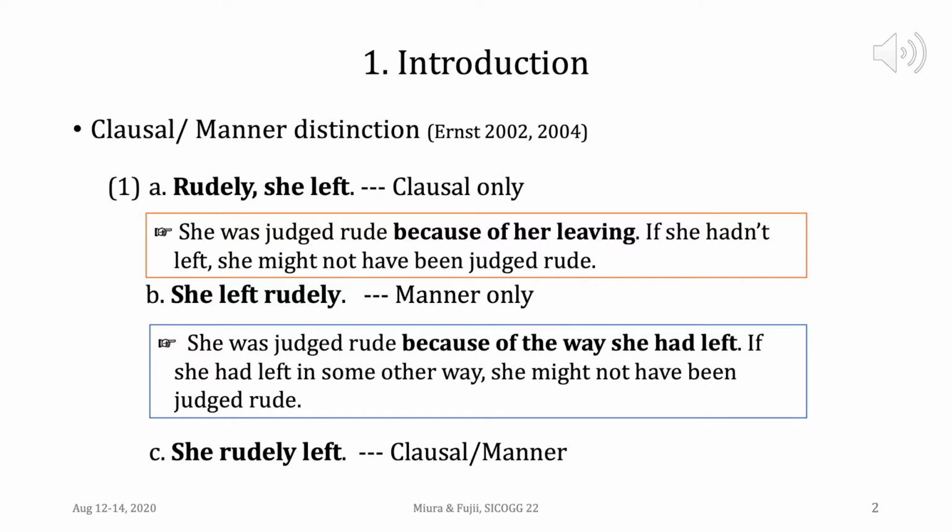Let's next look at 1b, she left rudely, where the adverb is attached in a lower syntactic domain. Here, only a manner reading is possible. So she left in a rude way. Finally, when the adverb is found in a middle field, both clausal and manner readings are possible.